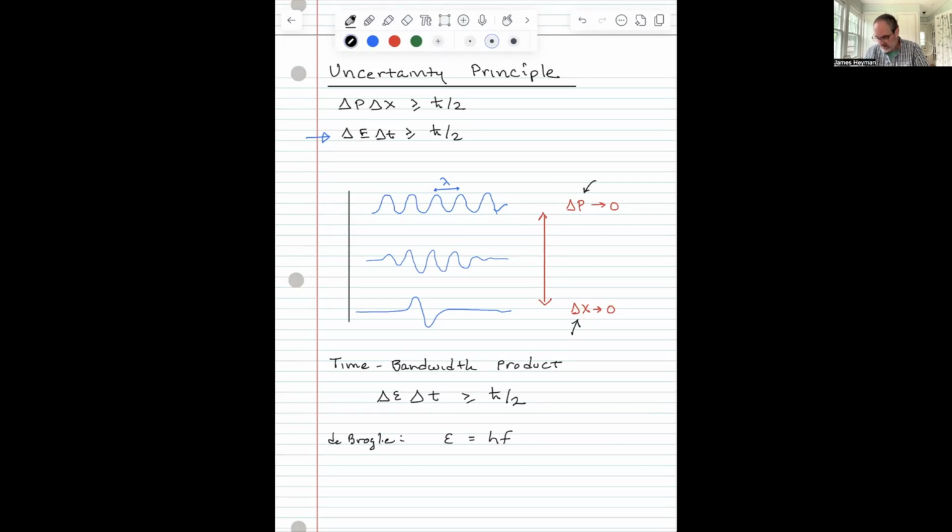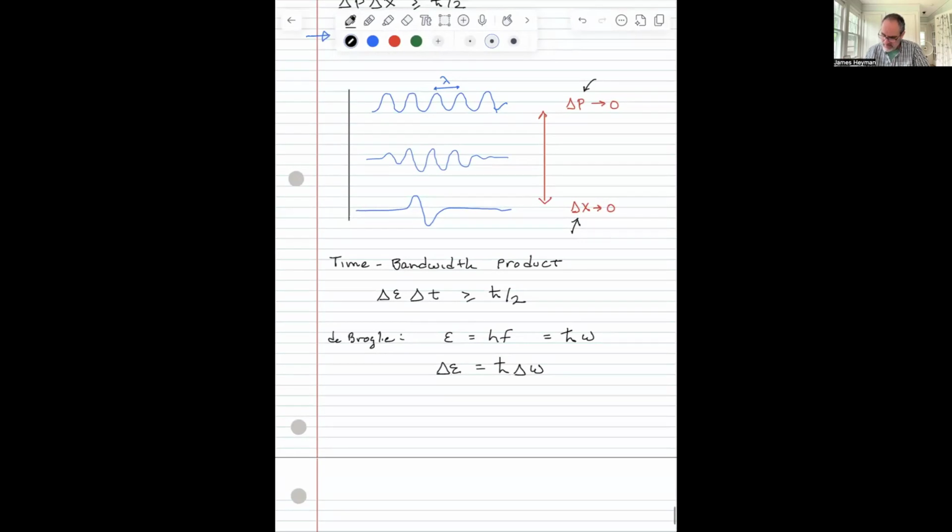Or multiplying and dividing by 2 pi, we have h over 2 pi, or h bar, times f times 2 pi, which is omega, okay? Thus, the uncertainty in energy can be written as h bar times the uncertainty in frequency omega, okay? That being the case, we can substitute that back into the previous expression, and we find h bar delta omega times delta t greater than or equal to h bar over 2. And when we do that, we see something really interesting. The h bars cancel, all right?